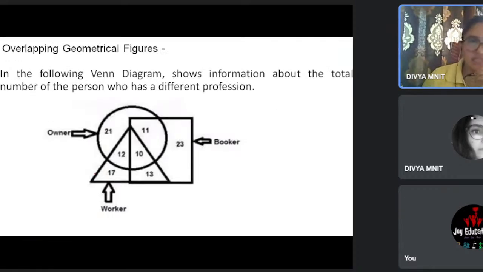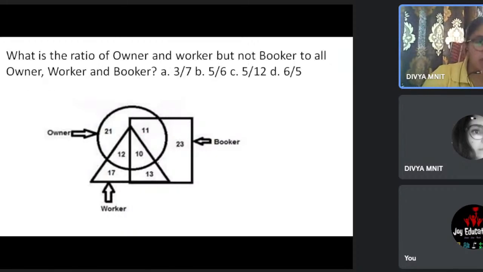Then this is the second type. If the circle represents the owner, the triangle represents the worker, and the rectangle represents the booker. In this type of question, what is the ratio of owner and worker but not the booker, to all the owner, booker, and worker? So what is your answer? Please solve this problem.